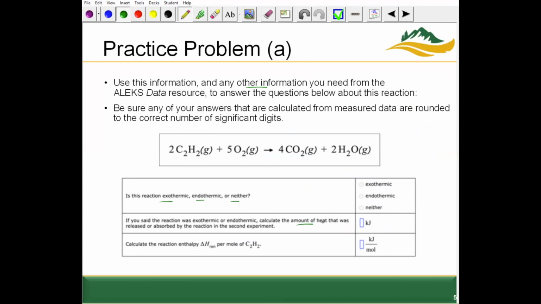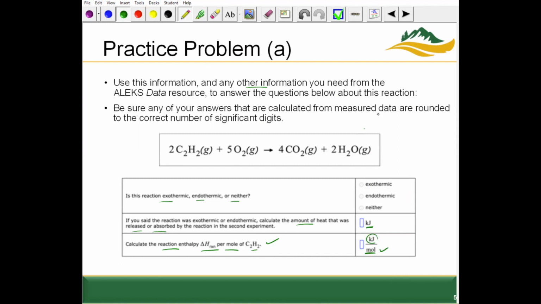Then calculate the amount of heat that was released or absorbed by the reaction in units of kilojoules. Then calculate the reaction enthalpy, so delta H of reaction, per mole of acetylene. So per mole of acetylene, it makes sense we want units of whatever energy term per mole.